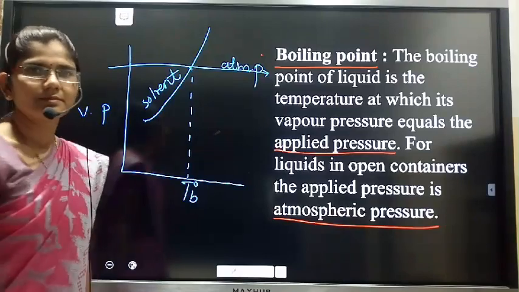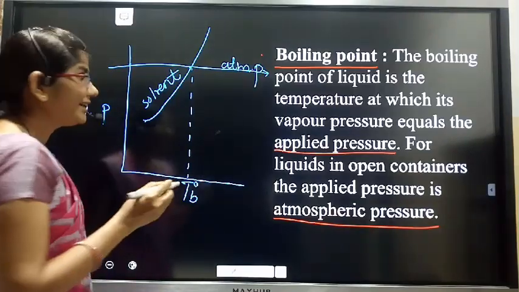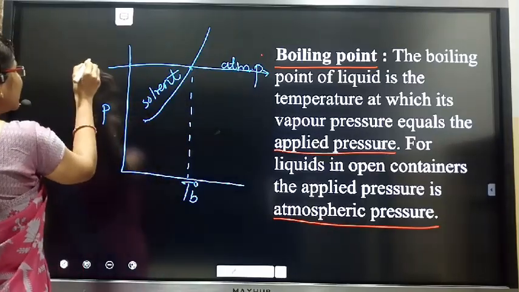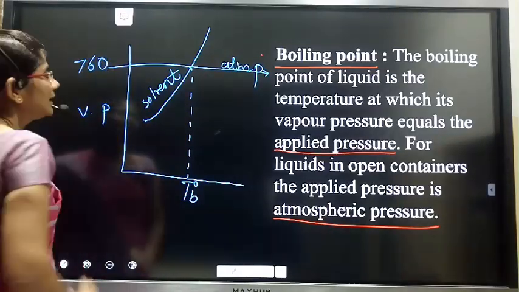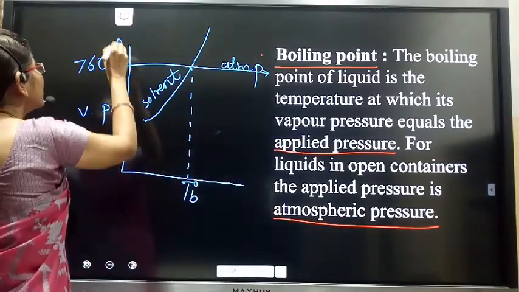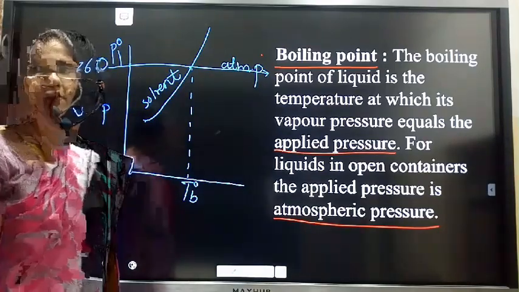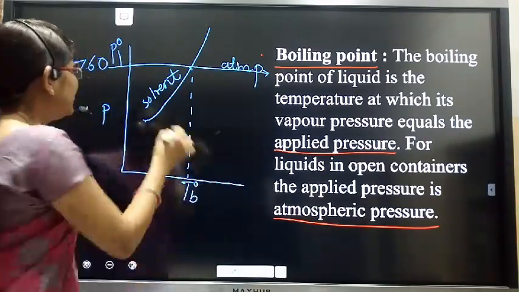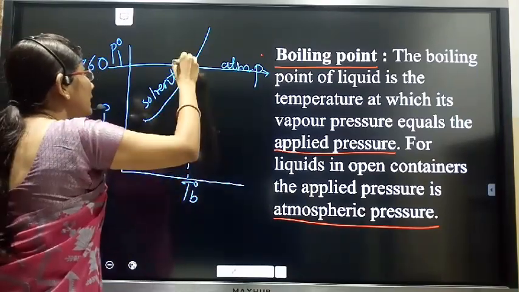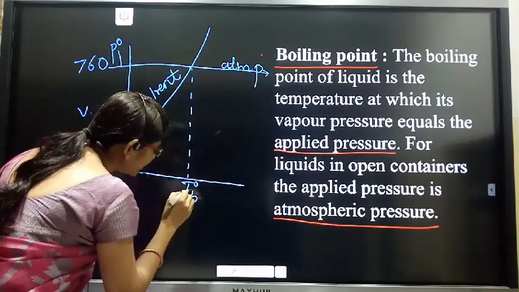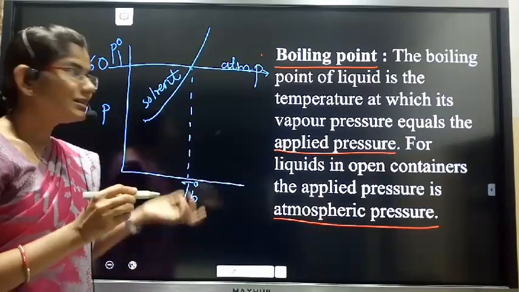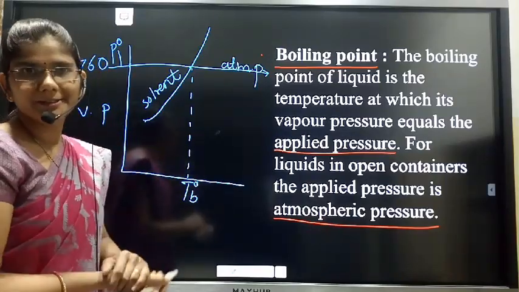It is called T0B. The vapor pressure here is equal to atmospheric pressure, which is 760 mm of Hg, and this is the vapor pressure of the solvent, denoted by the letter P01 in the lowering of vapor pressure. So this is the solvent, and when its vapor pressure becomes equal to atmospheric pressure, at that temperature it starts boiling.